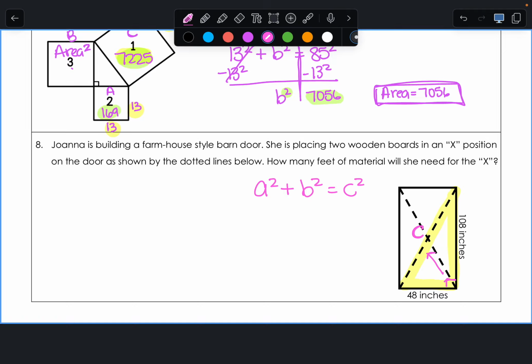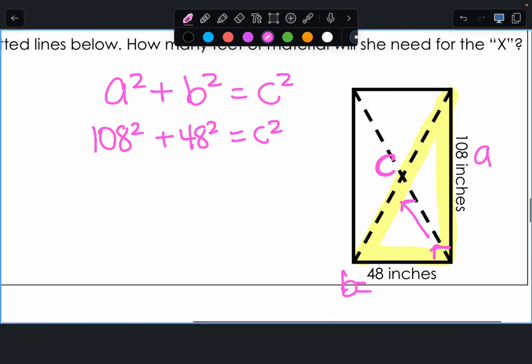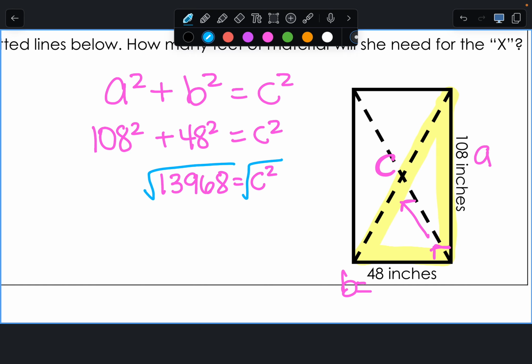So plug in, I'm going to use B for base and A here. So 108. My base is 48. What do you get when you add 108 squared and 48 squared? Then take the square root. Now think about this. Does that answer the question? Why not?